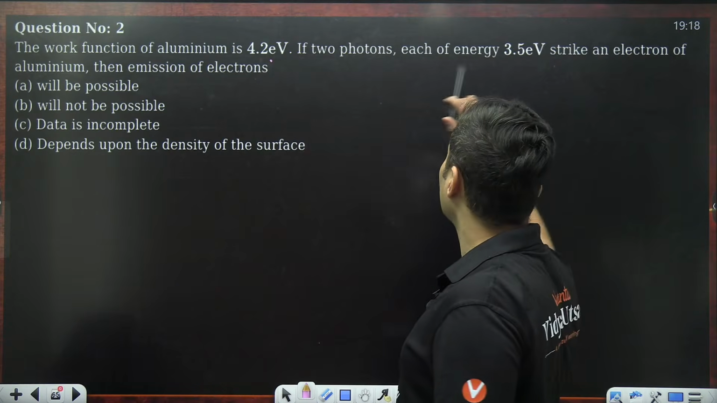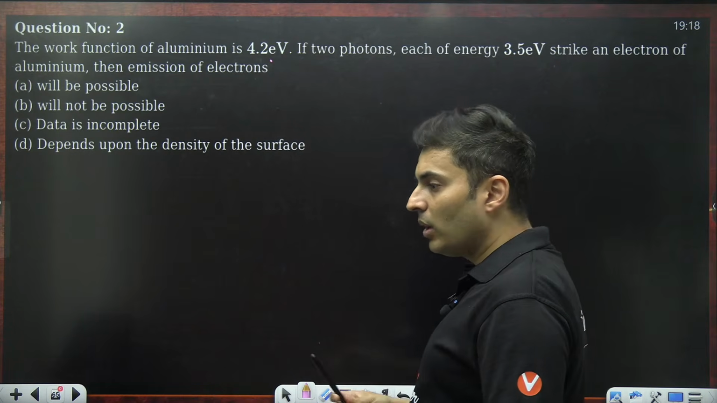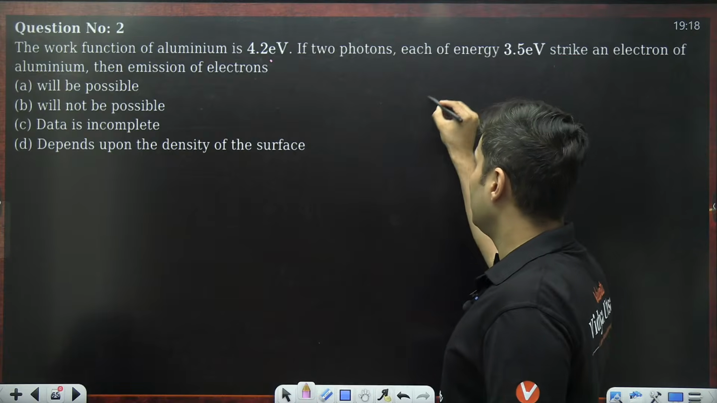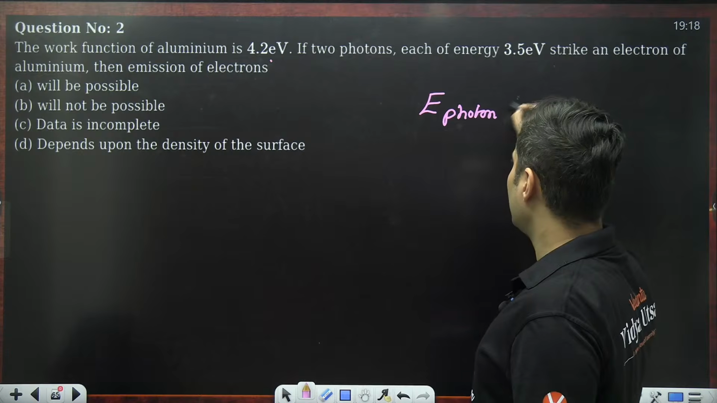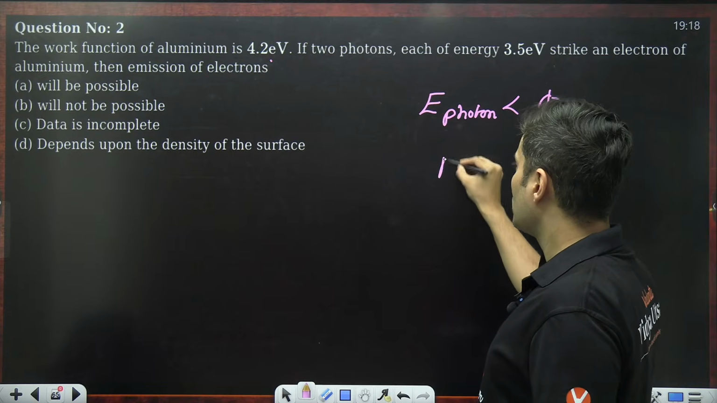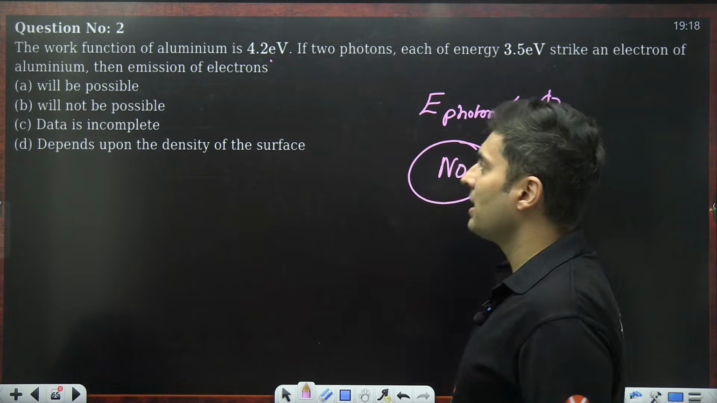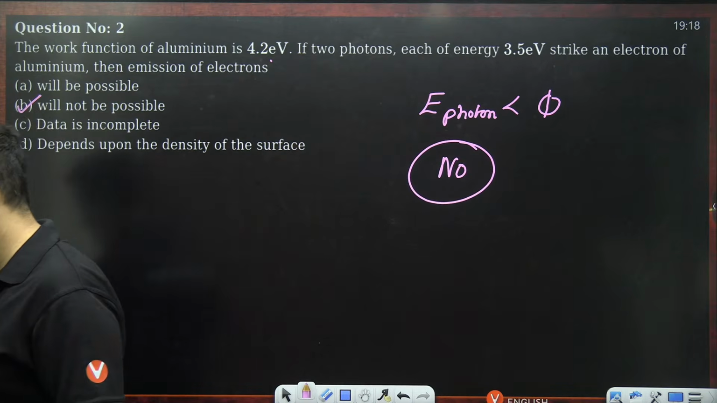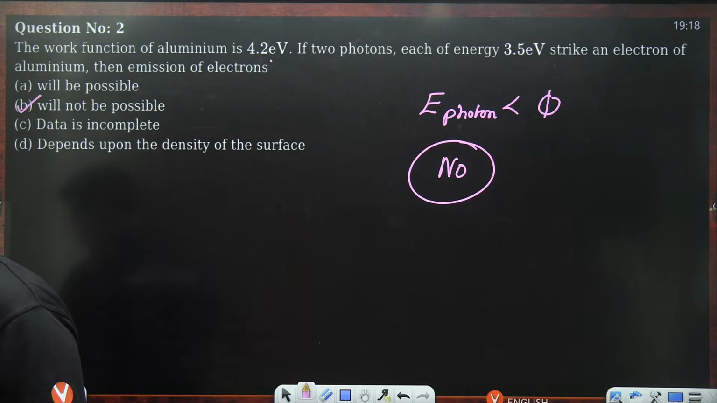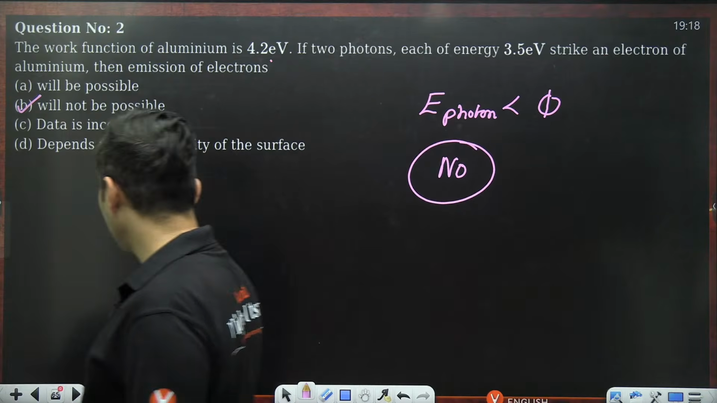Work function is given. Energy of the photon is given. What do you think, guys? The energy of the photon is less than the work function. So no photoelectric effect will happen. So it will not happen. B option. Perfect. No matter what you do, you will not get any kind of photoelectric effect.